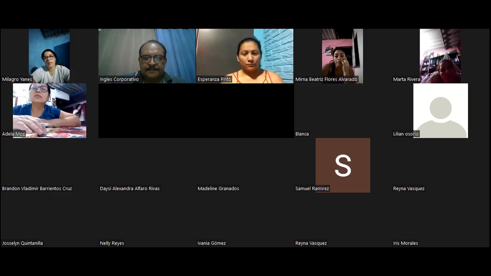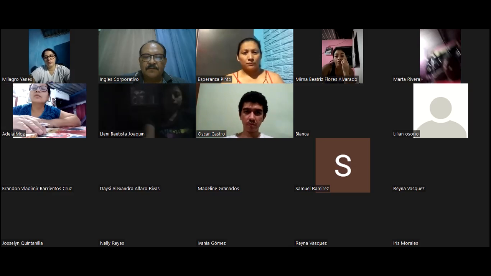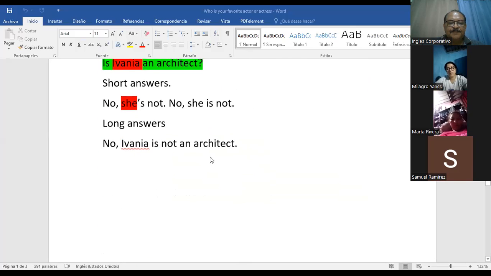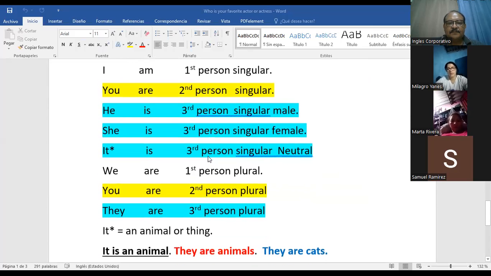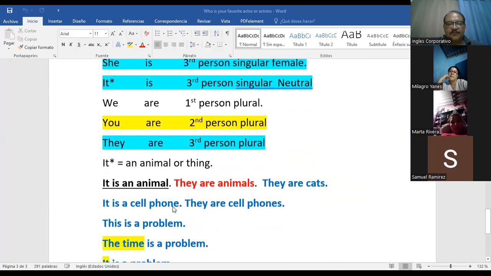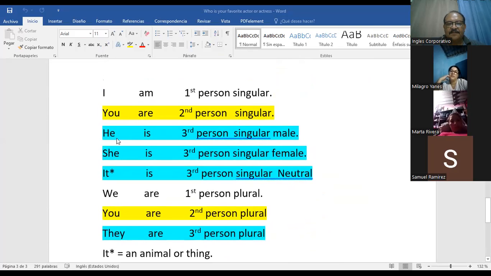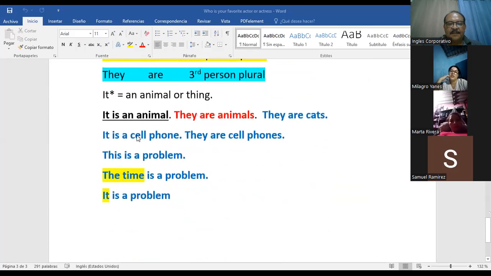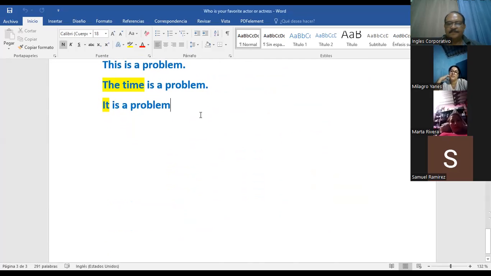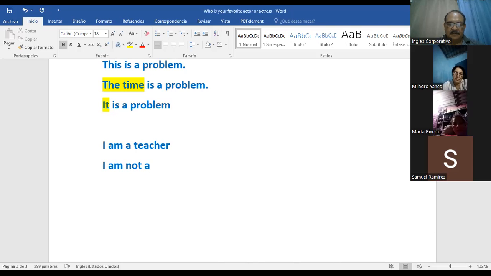Okay, so this one, and these are the examples that we wrote. Remember yesterday, I was telling you about the verb to be, when you have to use the first person, I am, he is, she is, it is, we are, you are, they are, right? So we're going to use, for example, you are, he is, in affirmative sentences. I am a teacher. I am not an architect.